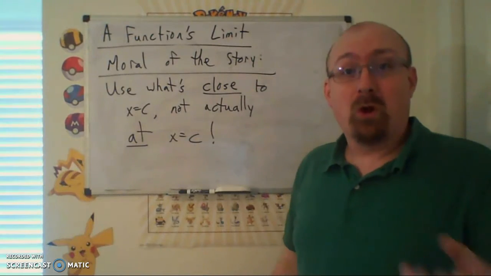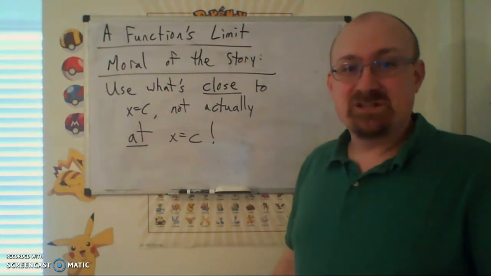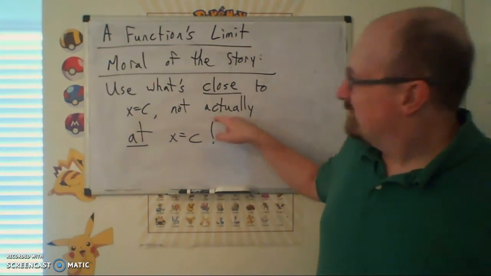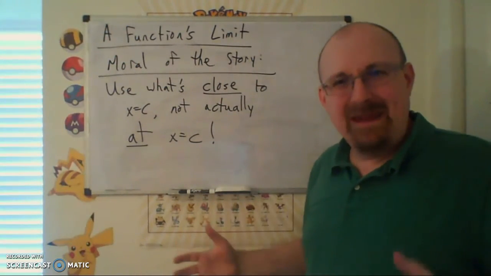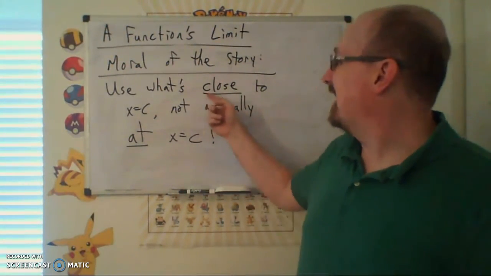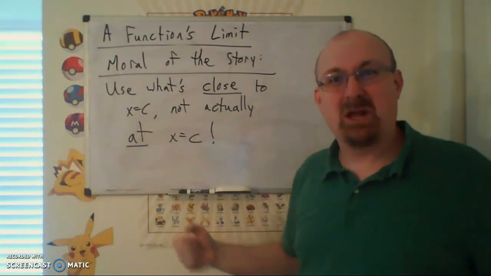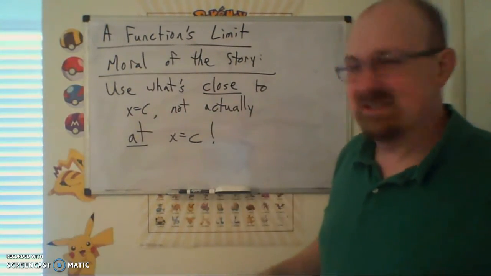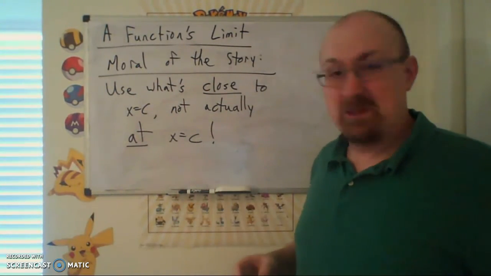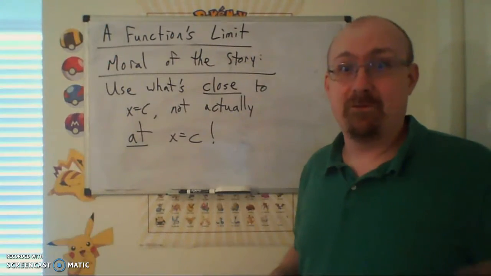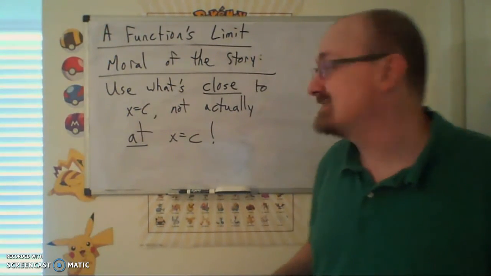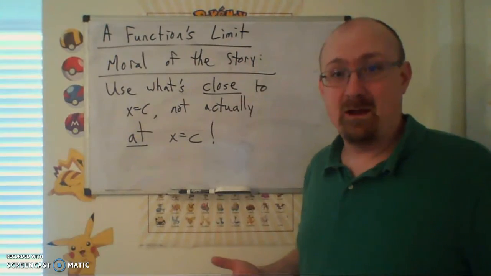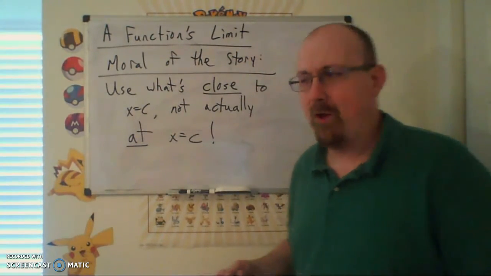So, sort of a moral of the story as far as limiting behavior is concerned: what's happening at the point precisely isn't really the meat of what's going on with the limit. What's happening close to x equals c as we close in on it was the big jump that ended up driving a lot of calculus and, surprisingly enough, a lot of other modern mathematics. That was a big deal at the time for someone to make that transition in thought.